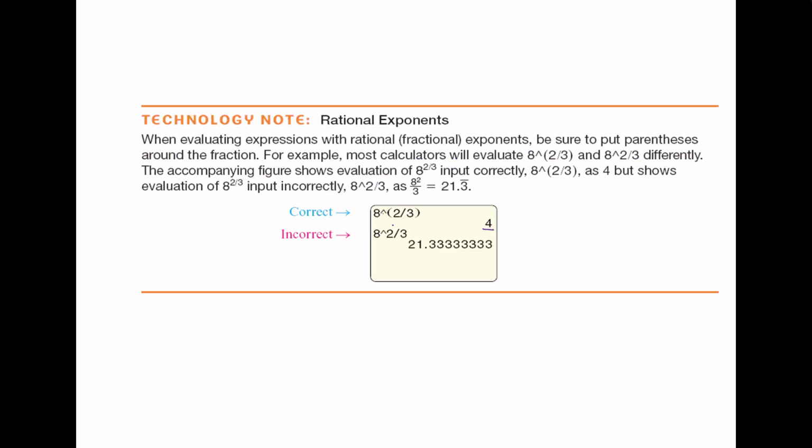But if we take 8 to the 2/3 without parentheses, what it's doing is it's doing this part first, 8 squared, so 64 divided by 3 gives us 21 and a third. So that's the difference. This one is actually taking it to the 2/3 power. This one's taking 8 squared and then dividing by 3. So that's why you really have to pay attention when you're doing this. So if you're getting incorrect answers when you type it in your calculator, most likely you're not putting the parentheses in the proper places.